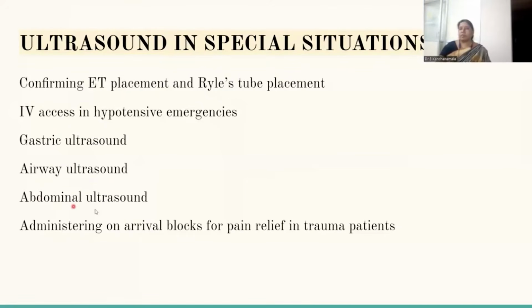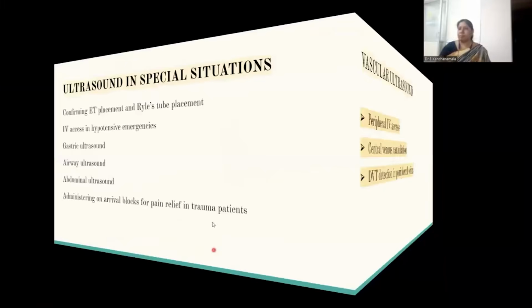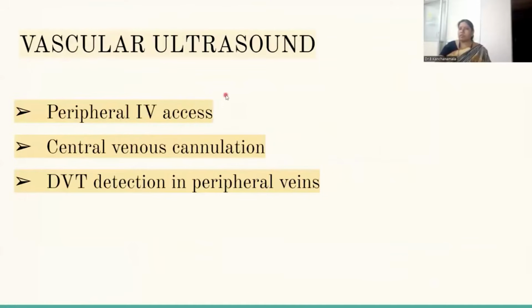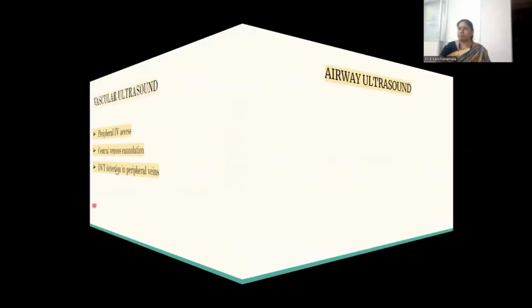cricothyroidectomy. With abdominal ultrasound, we can differentiate the various abdominal emergencies with which the patient can present, ranging from cholecystitis, cholelithiasis, pancreatitis to gynecological emergencies like twisted ovarian cyst. It is also used for administering on-arrival blocks for pain relief in trauma patients. Vascular ultrasound, as we have already mentioned, is used for peripheral venous access, central venous access, and for detecting DVT in peripheral veins.